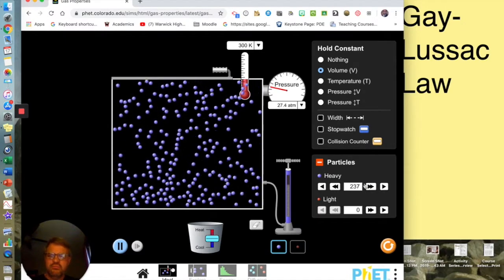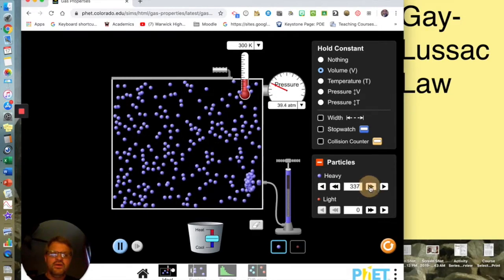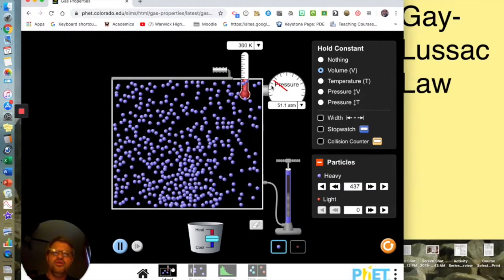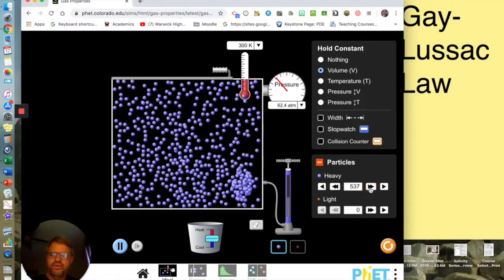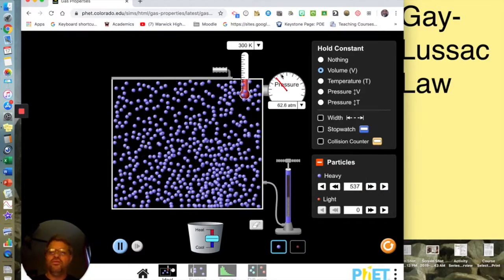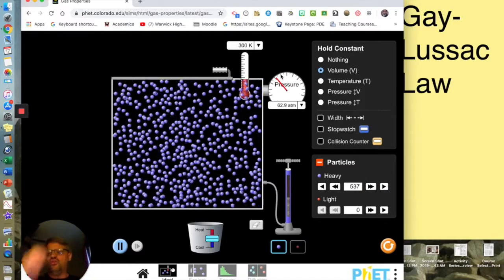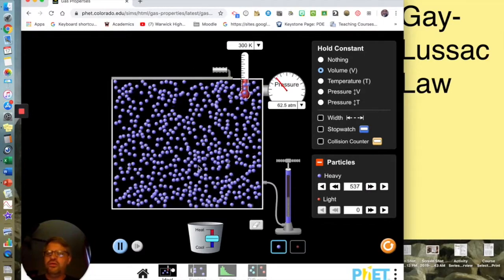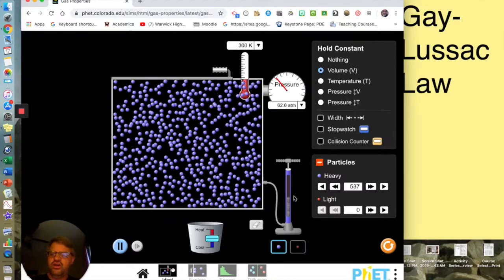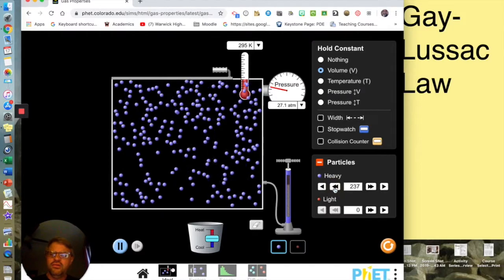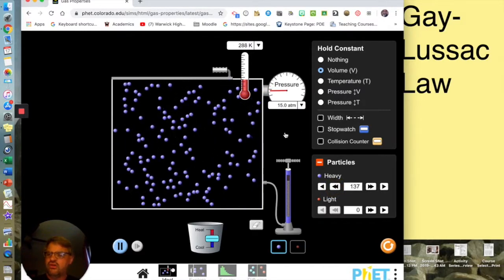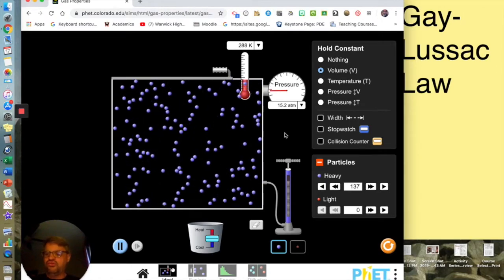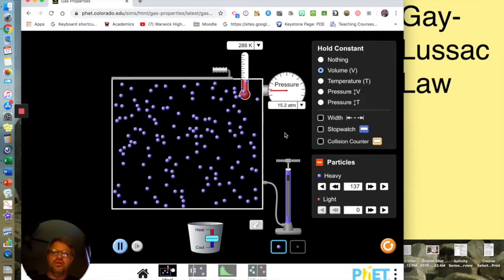Okay. If I add more, I'll use the arrow here to do that. I'll increase to over 400. You'll see the pressure has increased to above 50. I'll add 100 more. The pressure has gone up to over 60. Okay, so with gases, the greater the mass, the more pressure is exerted because we have more particles colliding against the walls of the container. If I remove a bunch, pressure decreases. Okay, so with mass and pressure, more mass of gas, greater pressure. Less mass, less pressure.